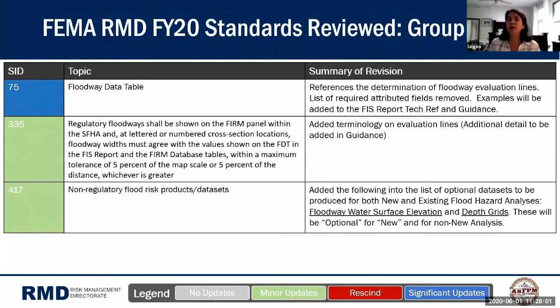The main thing will be to check in the flood insurance study report and technical reference and guidance document, because that's where all of this is going to be detailed much more clearly as we go into the guidance sections. Next up, we have Brian talking about some of the examples and the next steps.